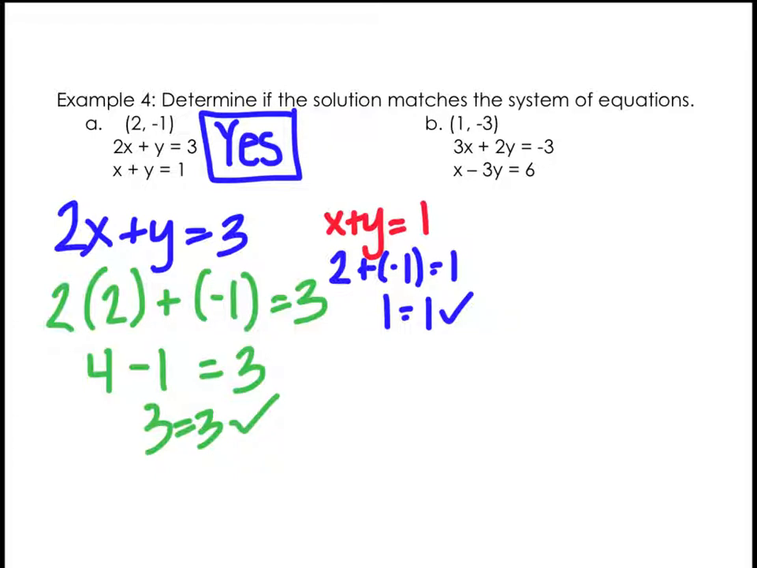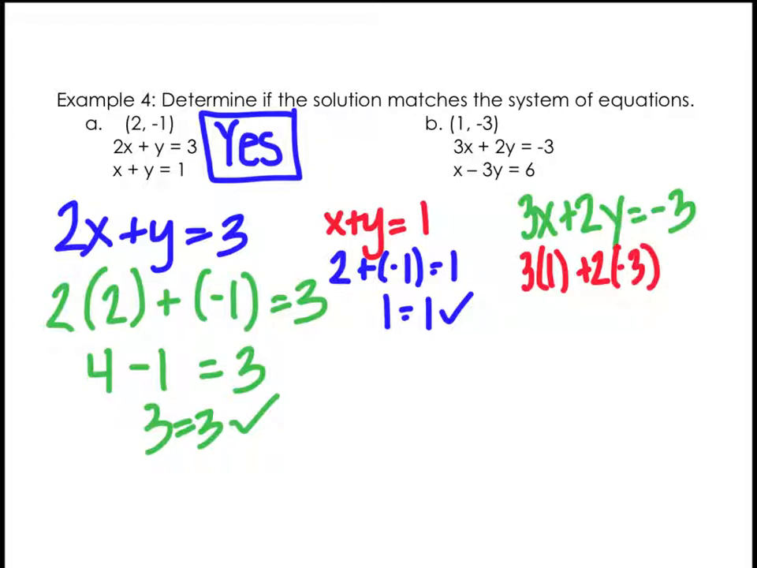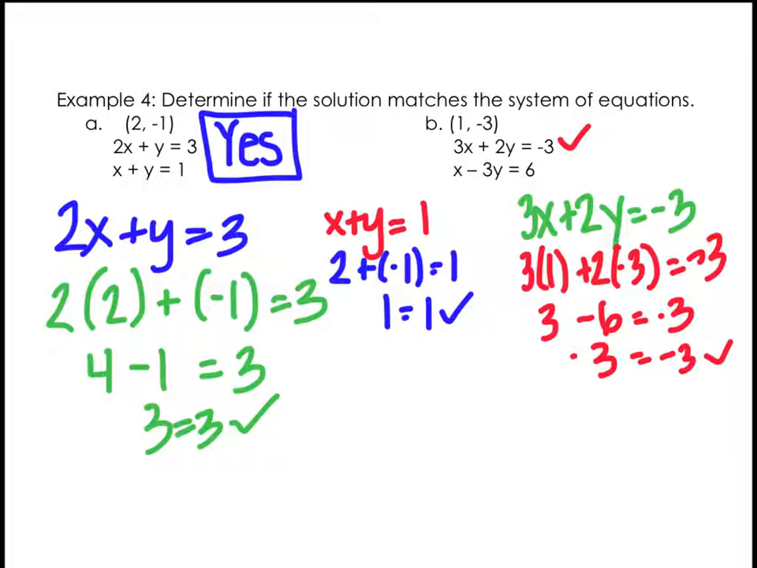Now I'm going to try it for b. So 3x plus 2y equals negative 3. And I'll plug in the ordered pair. So 3 times 1 plus 2 times negative 3 equals negative 3. So 3 minus 6 equals negative 3. And I find that it works for my first equation. So I'm going to plug it into the bottom and double check.